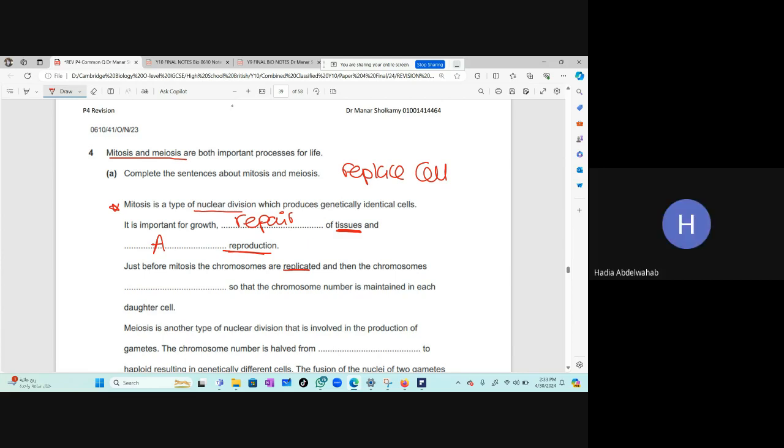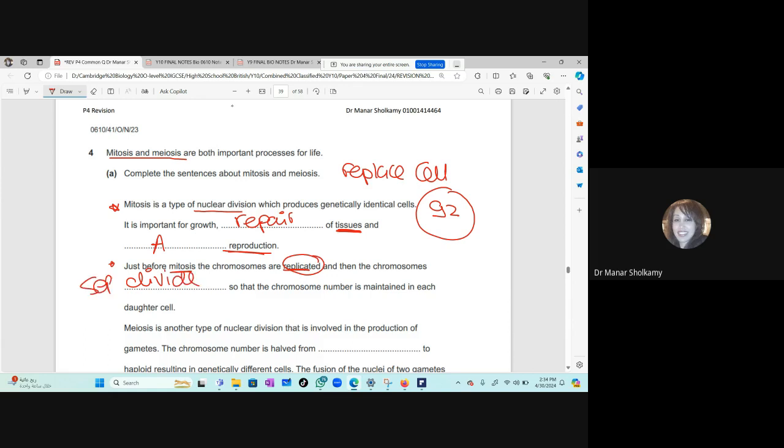Read the sentence. Just before mitosis, the chromosomes are replicated, so they're duplicated before mitosis. And then they divide by two, they halve the number. Yes, they divide or they split or they separate.